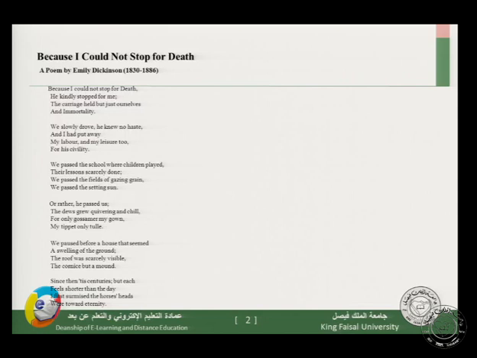Because I could not stop for death, he kindly stopped for me. The carriage held but just ourselves and immortality. We slowly drove, he knew no haste, and I had put away my labor and my leisure too, for his civility. We passed the school where children played, their lessons scarcely done. We passed the fields of gazing grain, we passed the setting sun, or rather, he passed us. The dews grew quivering and chill. For any gossamer, my gown, my tippet only tool tulle or teal. Okay, we paused before a house that seemed a swelling of the ground. The roof was scarcely visible, the cornice but a mound. Since then centuries, but each feels shorter than the day I first surmised the horses' heads were toward eternity.